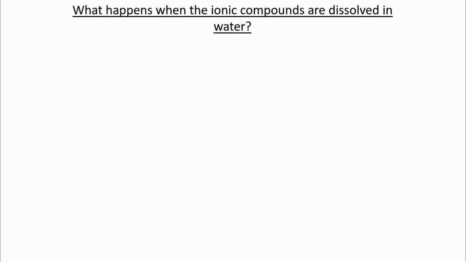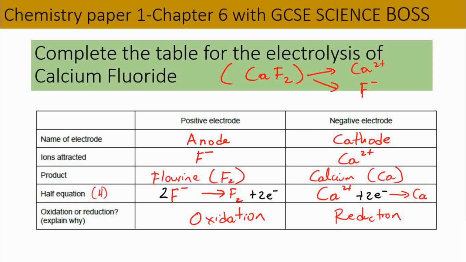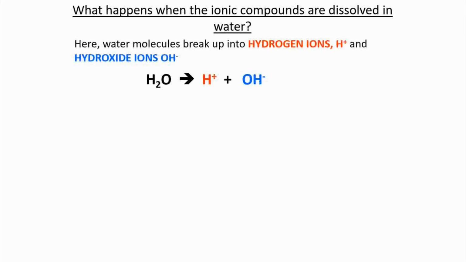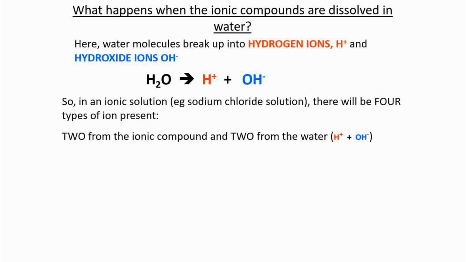All right, moving on. Now, what can happen? All these examples that we were looking at, these were molten examples. Okay. What happens now if we now dissolve the substance in water? Now, if we dissolve these ionic substances in water, you're going to have 2 extra ions present. These 2 extra ions are hydrogen ion and your hydroxide ion.